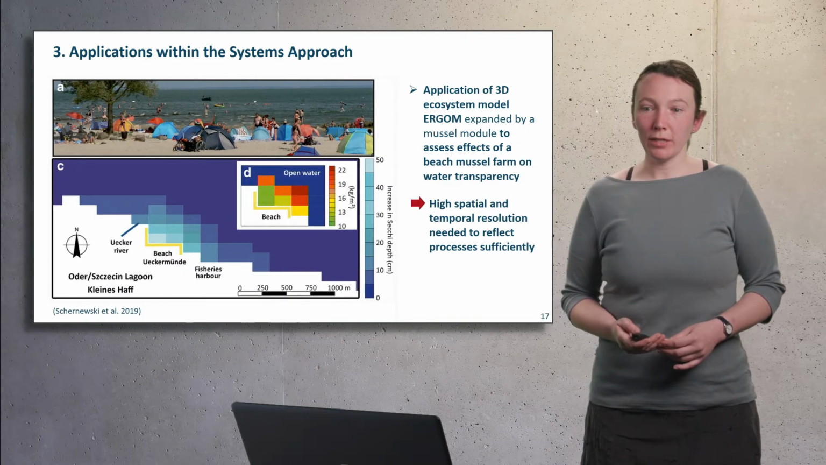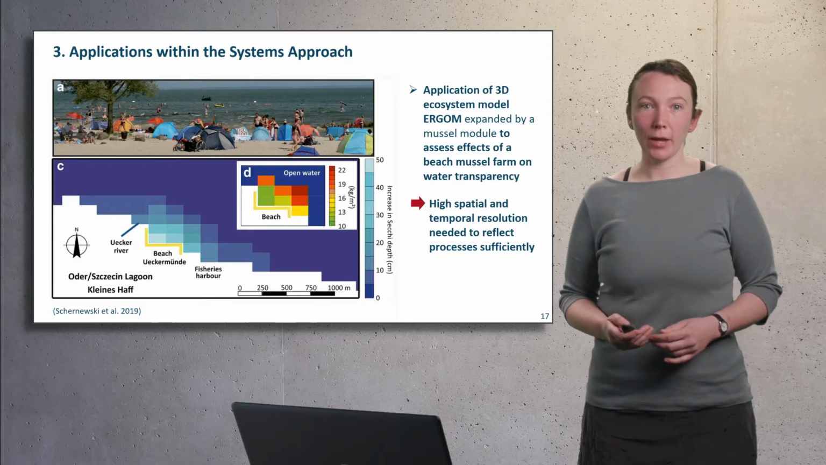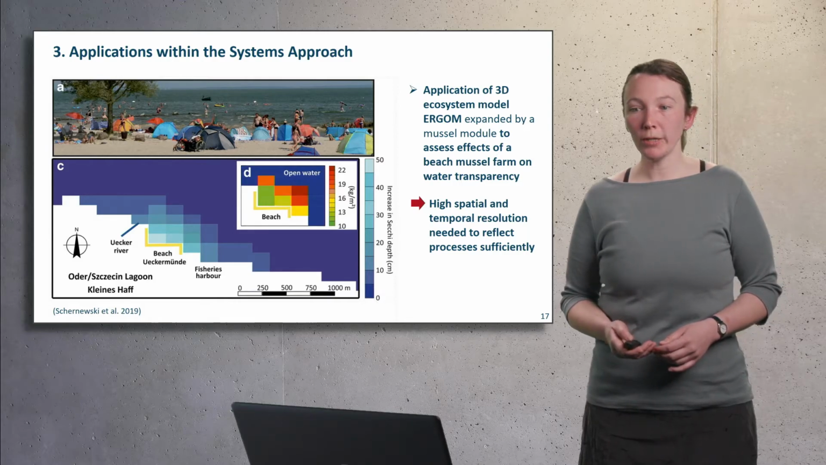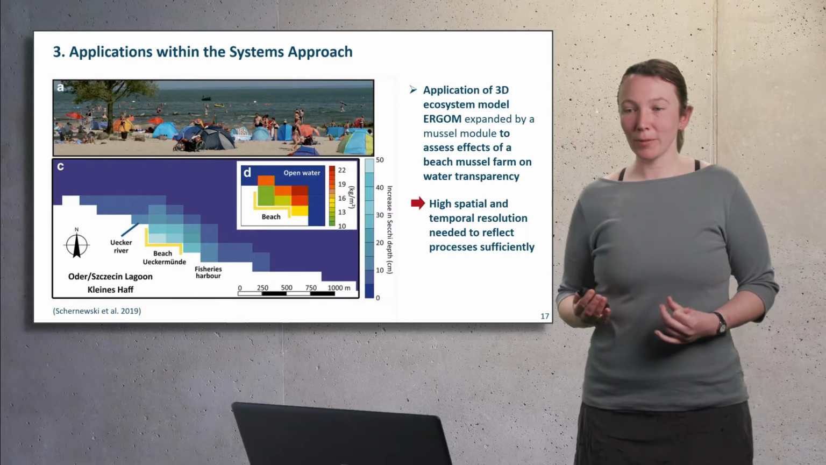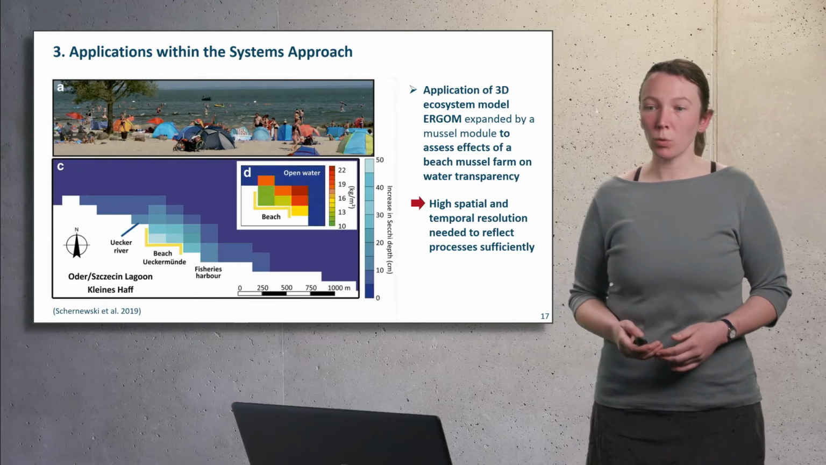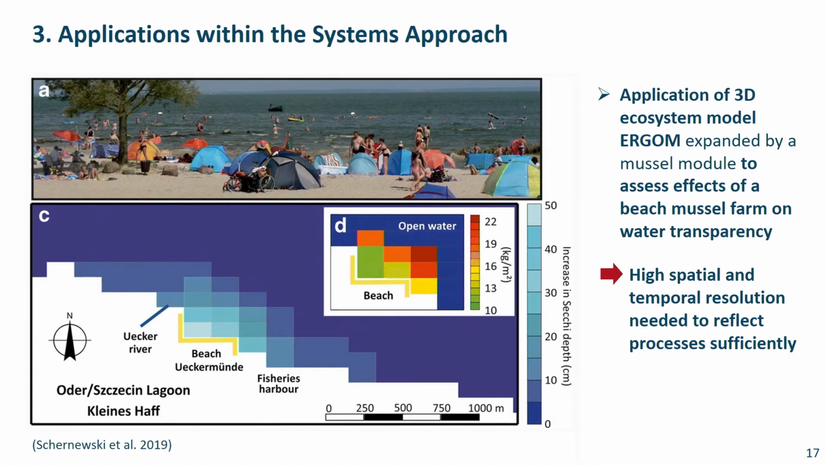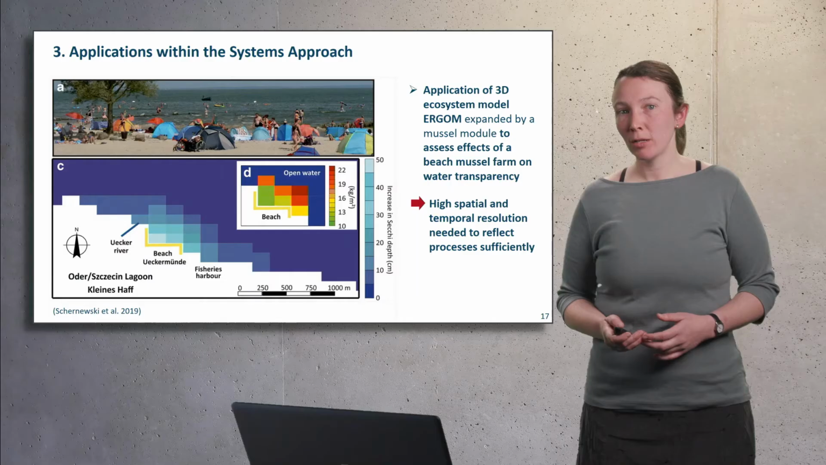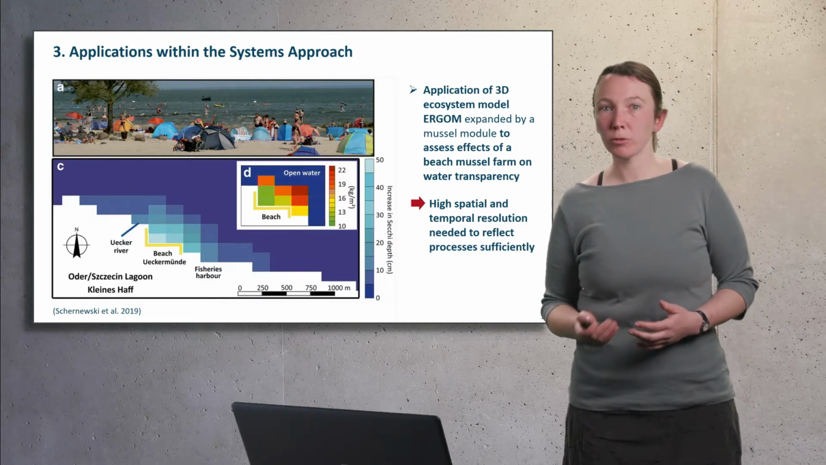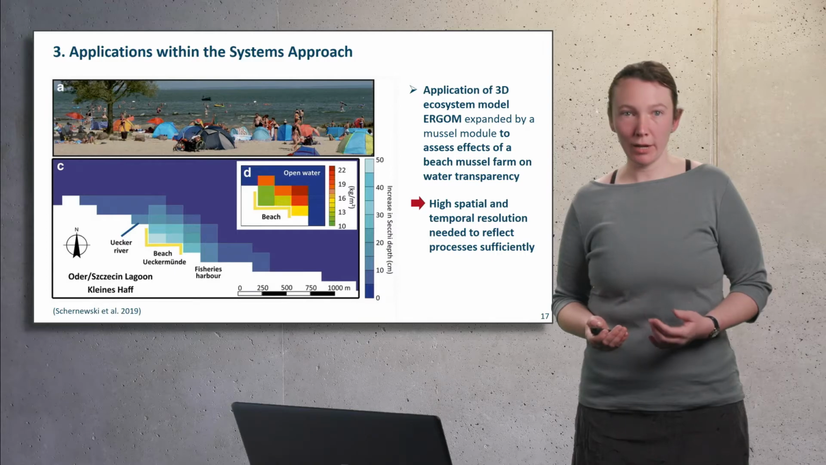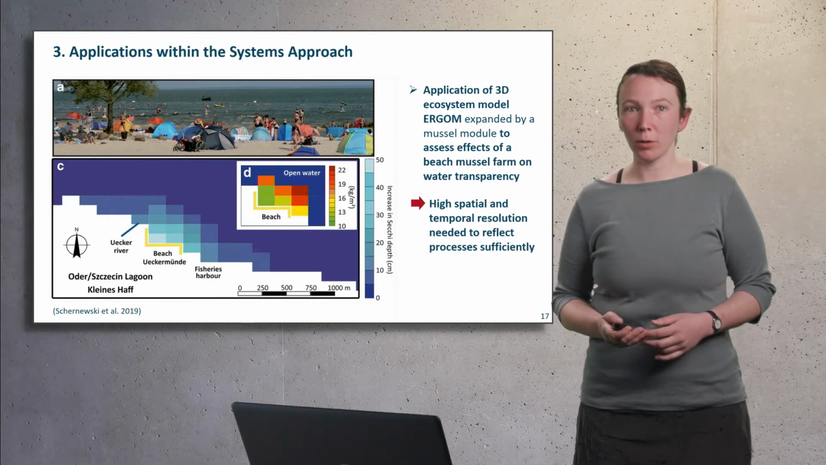So in our case study, as an example, we used the ERGOM model, which I introduced earlier, and the 3D ecosystem service model was applied together with an expanded mussel module to assess effects of a beach mussel farm on water transparency, as one example. And the tool has a very high spatial and temporal resolution, and this is needed to reflect processes sufficiently. So with this example, I just want to briefly illustrate that here you really need tailor-made approaches that are locally specific.